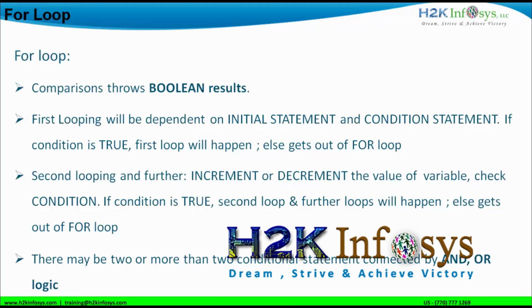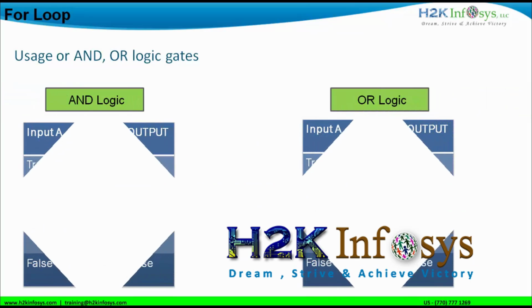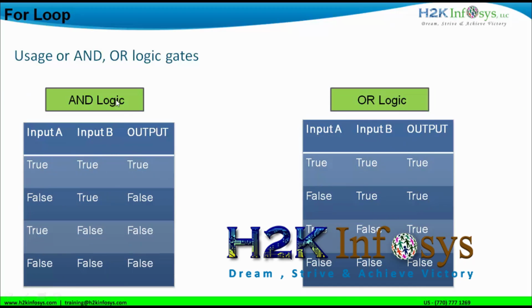And in the conditional statement, we might use the concept of AND logic or OR logic. And this is the AND logic or the OR logic table. The AND logic says that if both the conditions are true, if both the inputs are true, the output is true. Otherwise, the output is false. The OR logic says that if one of the input conditions is true, the output will be true for our OR logic.